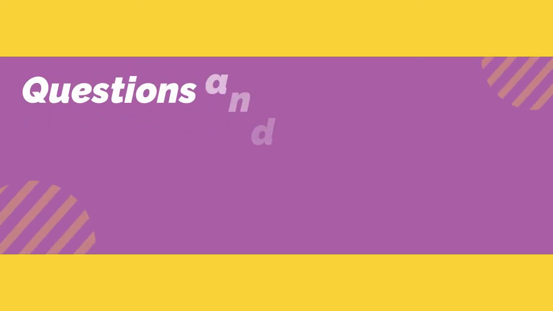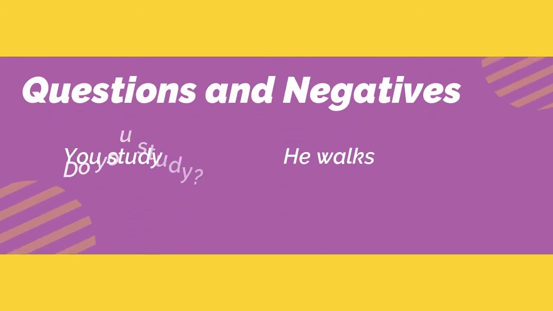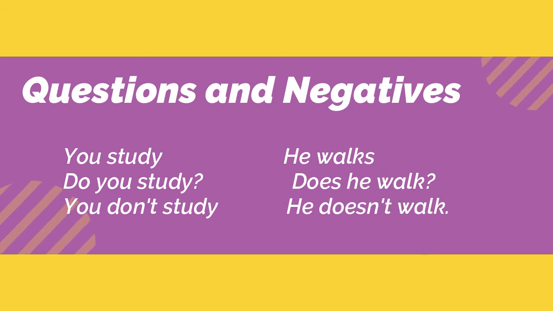Now, let's take a statement: you study. The question that you could make out of this is, do you study? And the negative will be, you don't study. Another one is, he walks. The question that you can make out of it is, does he walk? You are using does because the subject is he. The negative that you can make out of it is, he doesn't walk.